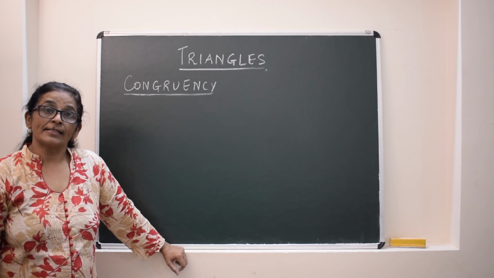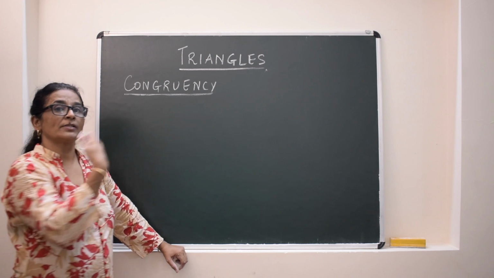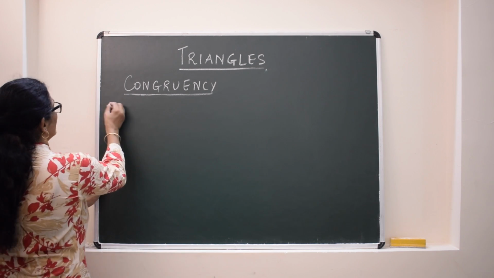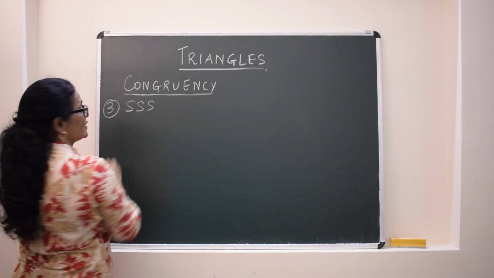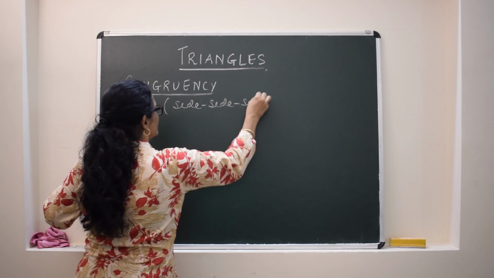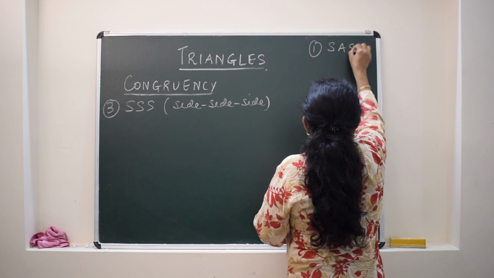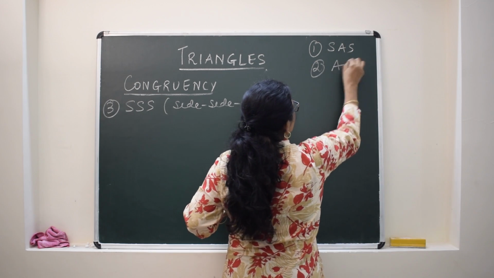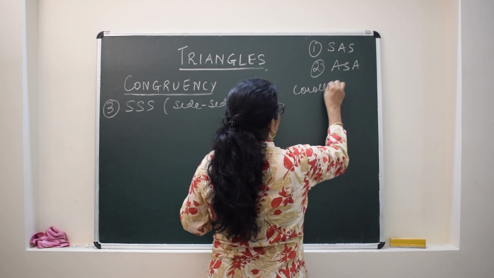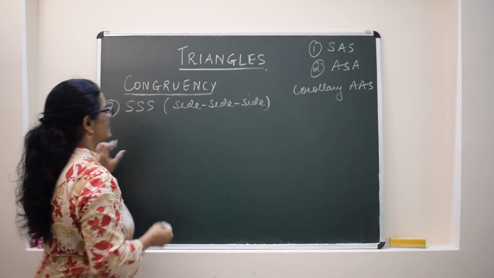The third is SSS, meaning side, side, side. The sides of one triangle are equal to the sides of another triangle, then both the triangles will be equal and congruent. Now, the short form is SSS. It is actually side, side, side. Till now what have we seen? Axiom SAS. Second, theorem ASA. And one corollary, that is AAS. Now the third one, SSS.